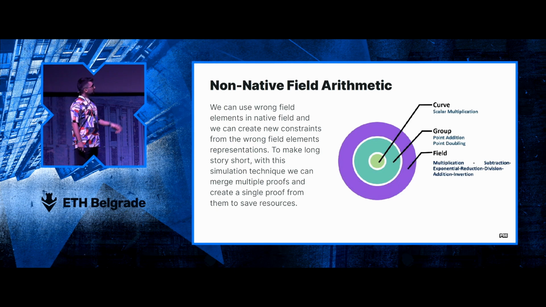Here, the first purple is our wrong field, as I told, and the native field that we create from group operations that naturally occurs is smaller than our wrong field.